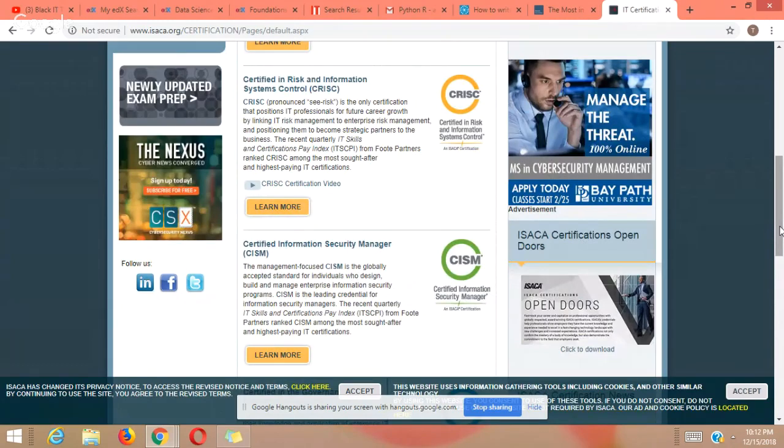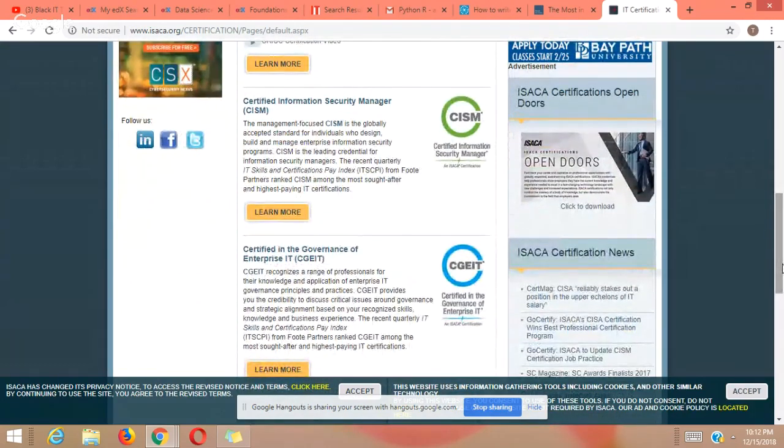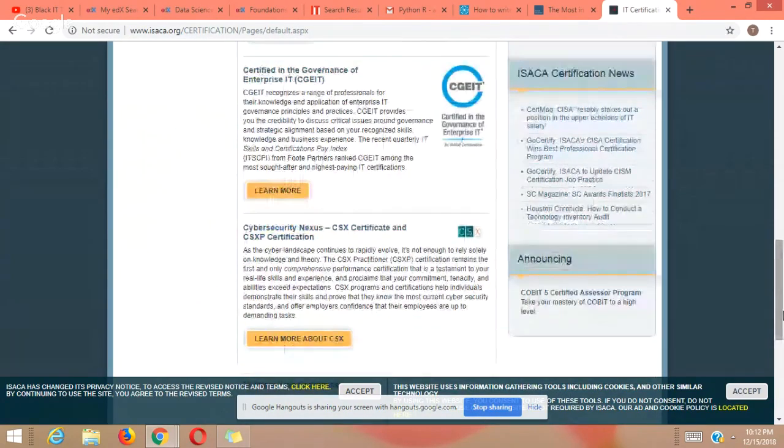The CRISC, Certified in Risk and Information Systems Control. Another one for compliance that's really, really big. Okay. Certified Information Security Manager. If you're a manager in security, this is what you're going for. And certified in the governance of enterprise IT. This is another compliance and information security certification. So you're not really dealing with cybersecurity. You're dealing with information security. You're dealing with the controls aspect of data and other functions of the organization.